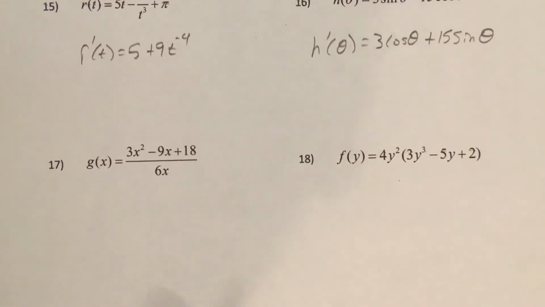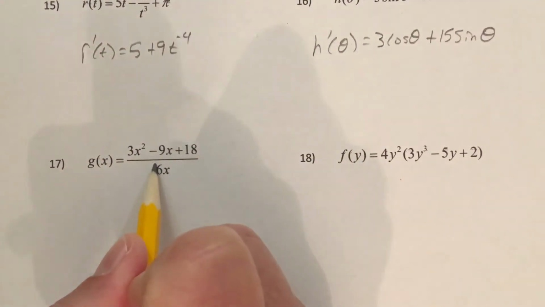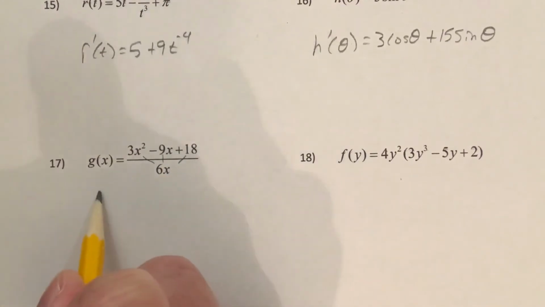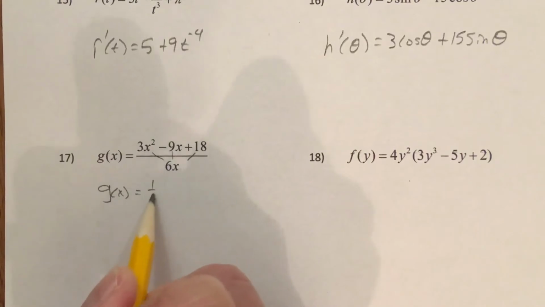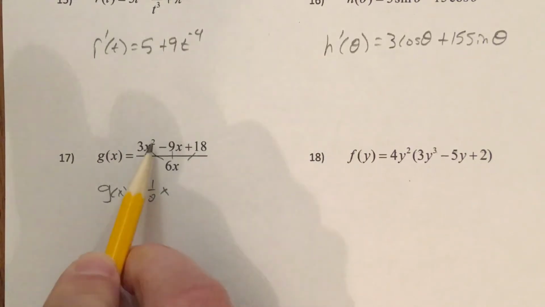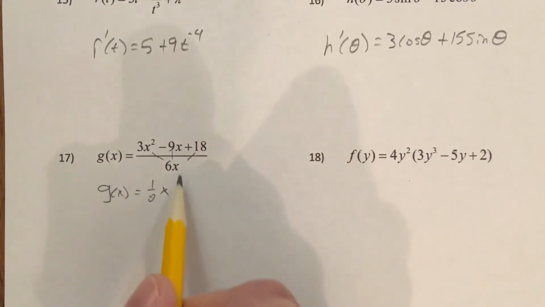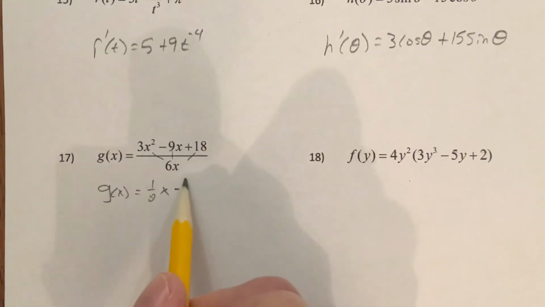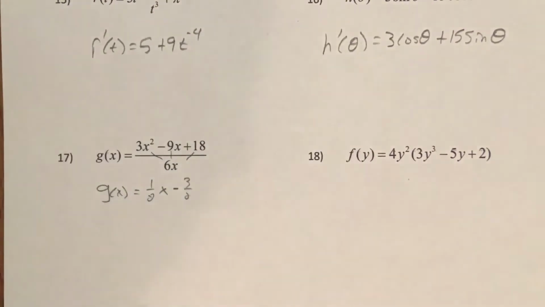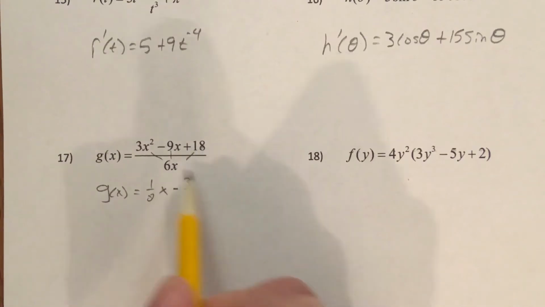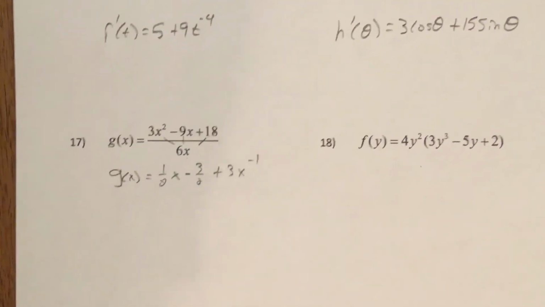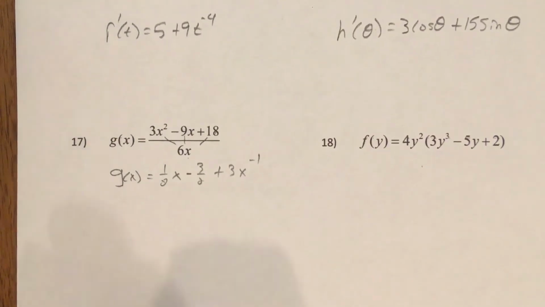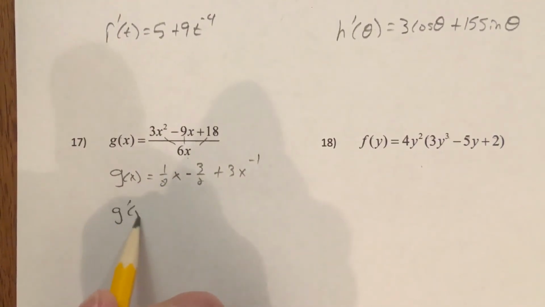Okay. Got a little bit of rewrite on 17. Let's divide each of these by 6x. So this is going to give us 3 divided by 6, so 1/2 x to the first squared over x. Then 9/6, so 3/2, and the x's cancel. And then I'm going to have 18 divided by 6, that's 3, and it'll be x to the negative 1. Okay, so that'll be our function to start with, and now we're going to take the derivative of that.